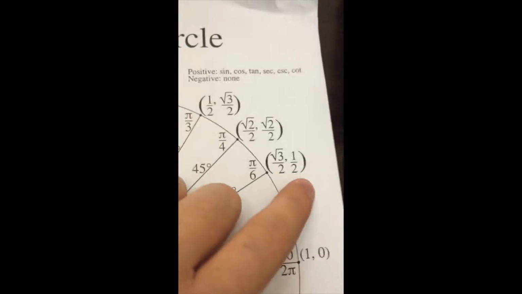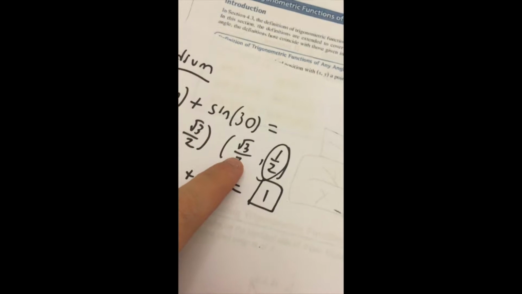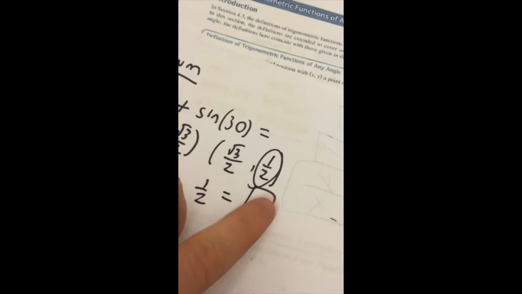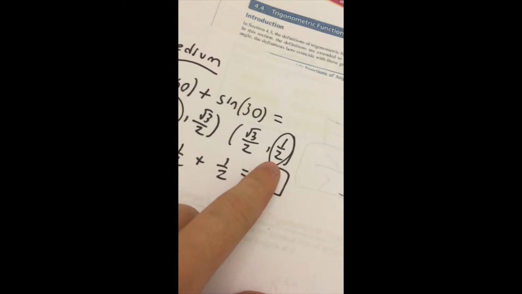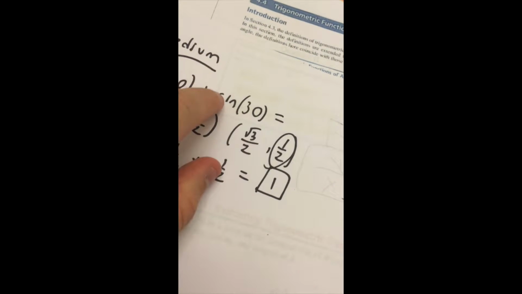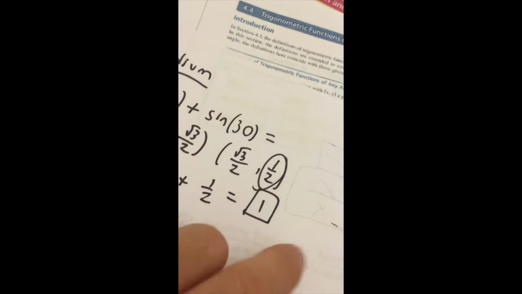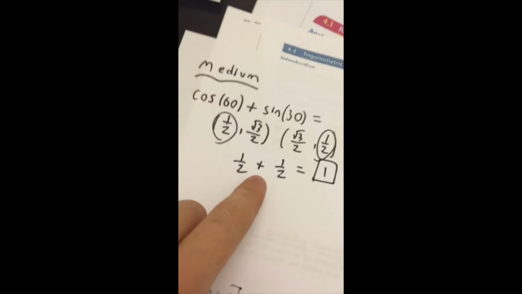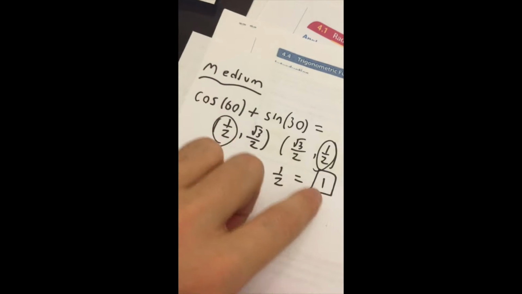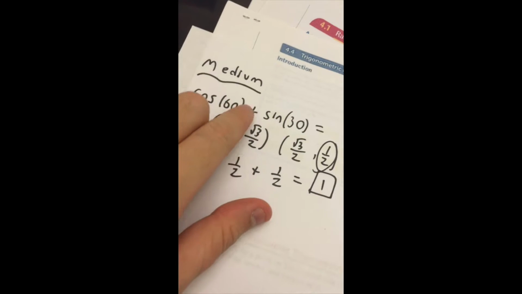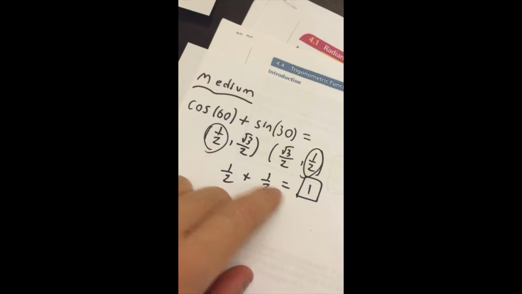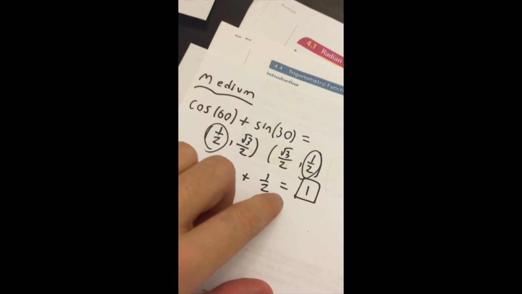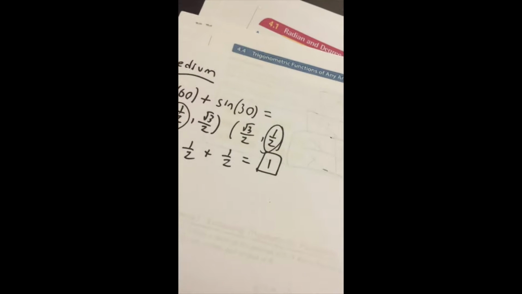Now sin 30. We look for the 30 over here, that's the point, which I wrote down over here, which is radical 3 over 2, comma, 1 over 2. We can notice that they're the same points, just inverted. And now they're asking for y because they're asking for sin 30, and that's why I circled the y. Now that we grab these 2 points, they're asking to add them up together. We put a plus sign in the middle, and 1 over 2 plus 1 over 2 is equal to 1, and that's our answer.